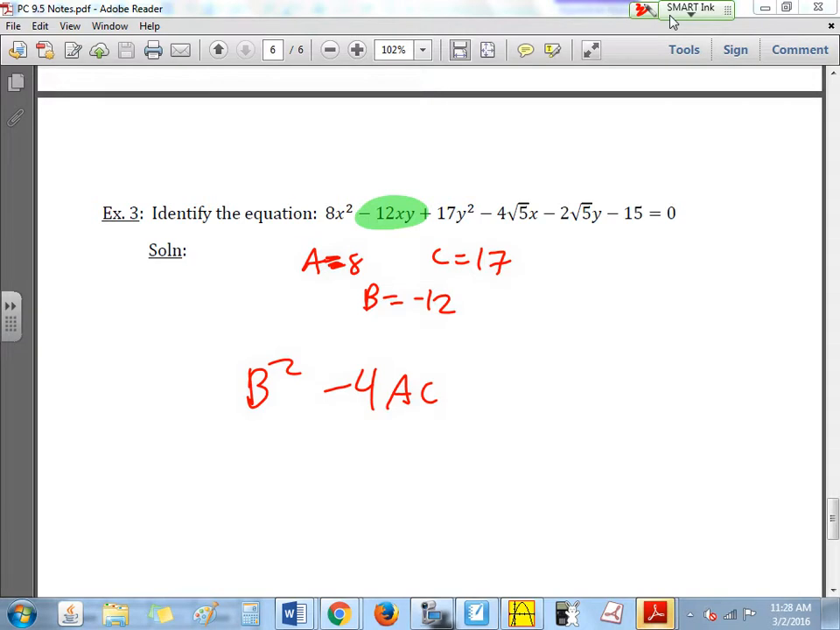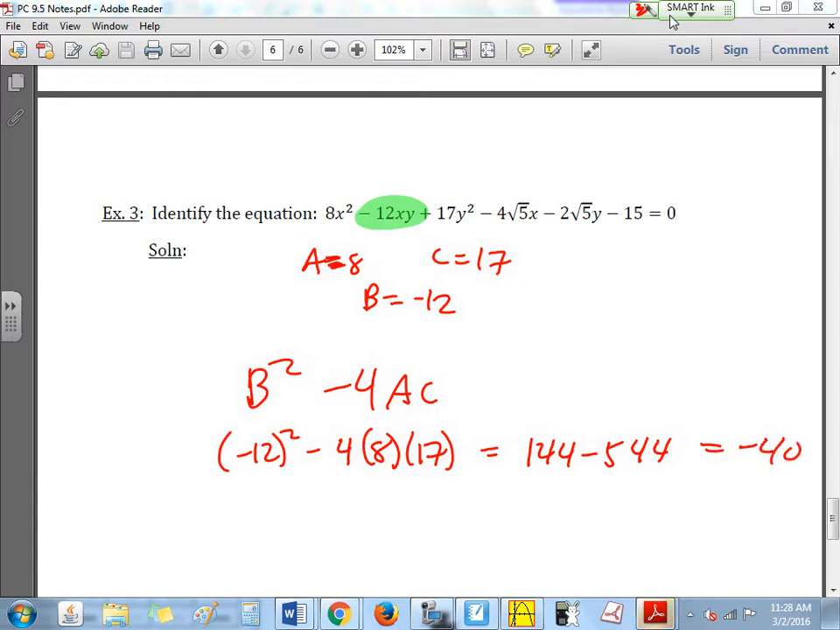Okay, so we'll plug in negative 12 squared minus 4 times 8 times 17. And this gives us, I think it's 144 minus 544. I checked earlier. I got negative 400, but it doesn't really matter that I got negative 400. It matters that I got a negative. Okay, so it turns out this really was an ellipse after all. Is it because A and C had the same sign? No. No, it's because b squared minus 4ac was negative.